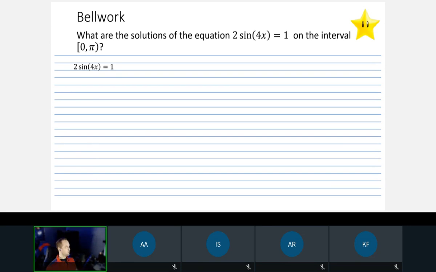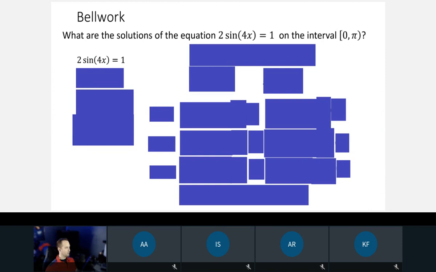All right, recording has started. So here's the bell work problem. This was taken from last year's TGA. That's why I have a star, because they're going to have one similar to this problem where you have to find the solutions to this equation. It gives the interval of 0 to pi. So we're going to use the general form. It's not really long. There's really two parts to it.